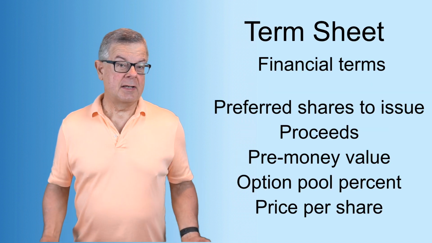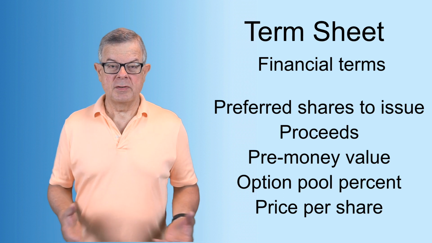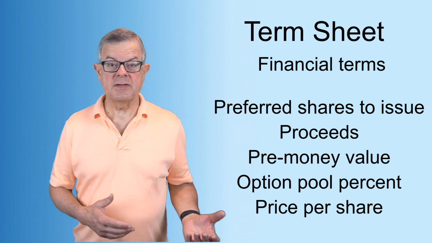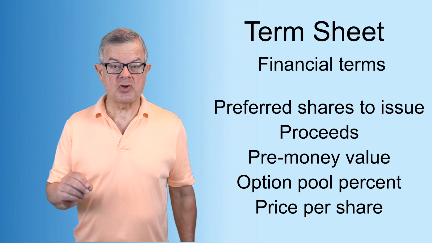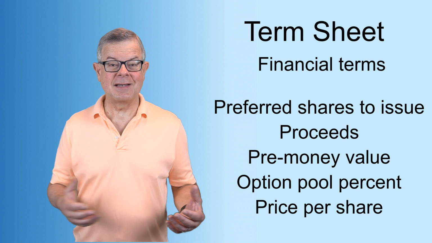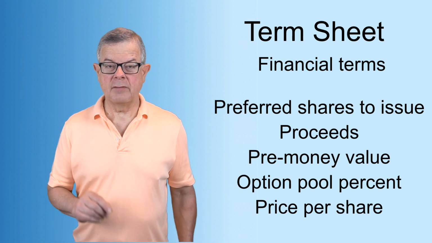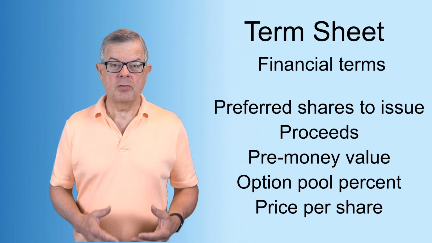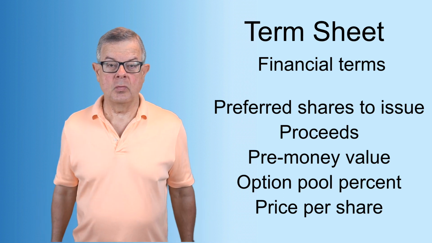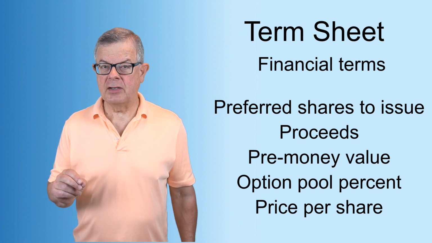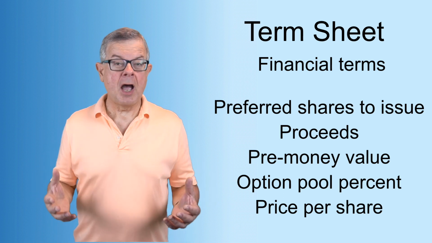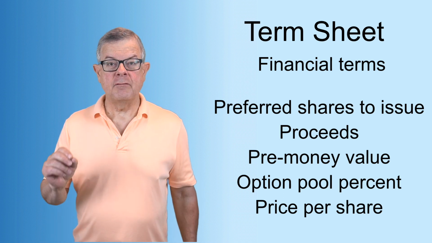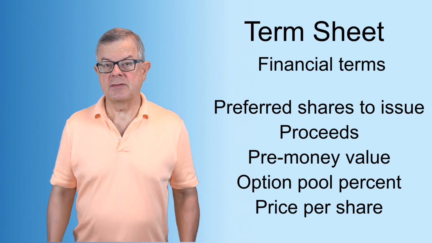We'll get to that. Starting at the top with the financial terms, of course, it states that there are some number of preferred shares to issue. Now, preferred shares are simply shares that are going to have some special rights beyond those rights that the common shareholders have. And we'll cover a number of those as we walk through the term sheets and the documents. Of course, it specifies what amount is being raised. What is the pre-money value for the company? How big of an option pool percent is being allocated prior to the investment? And then finally, what is the share price for the round?